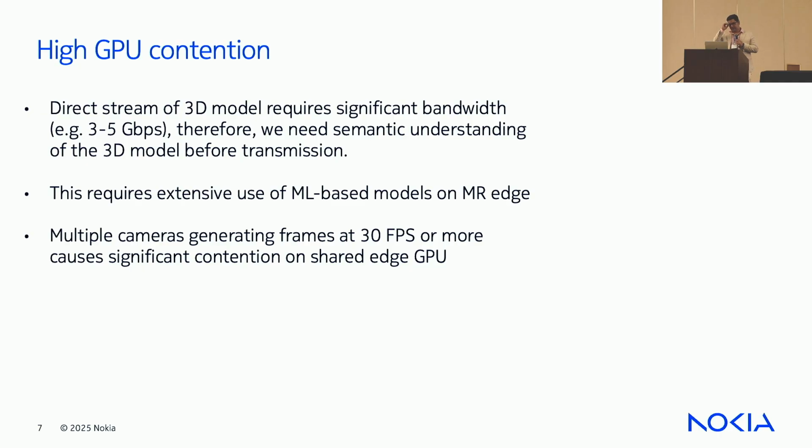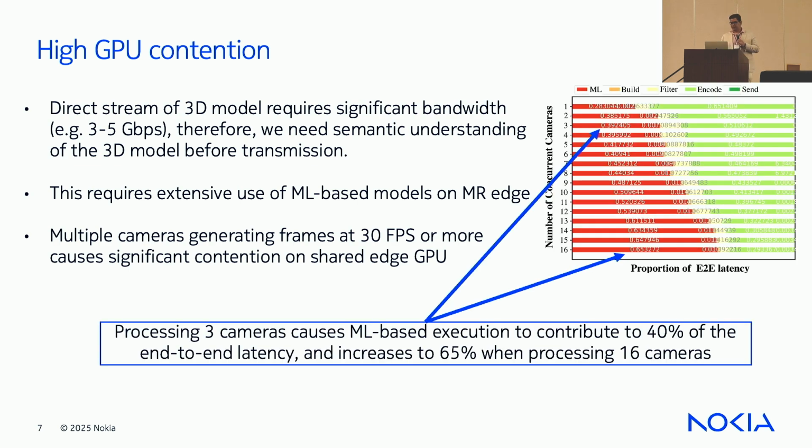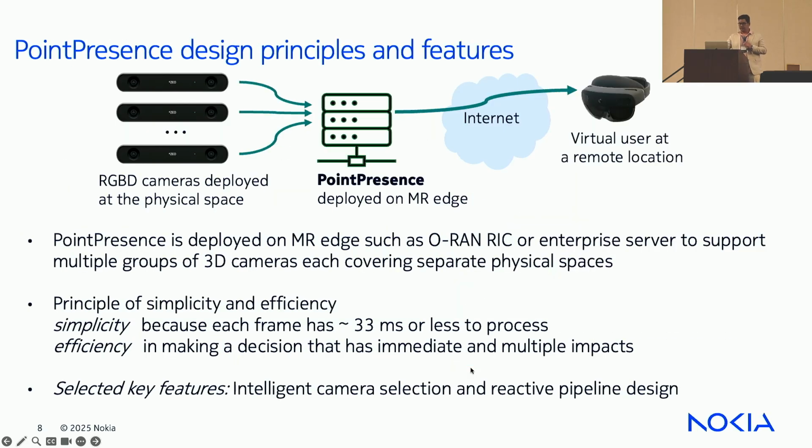And if we again have multiple cameras that need to use this ML-based model on the same GPU, we're creating a lot of contention on the GPU, right? You can see here that if the number of cameras goes to 16, with the GPU processing 16 cameras concurrently, the ML-based latency would increase to 65% of the end-to-end latency. So this is the third challenge for this telepresence.